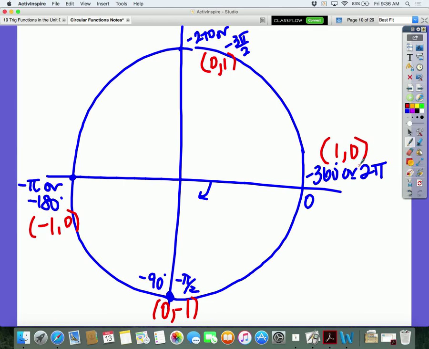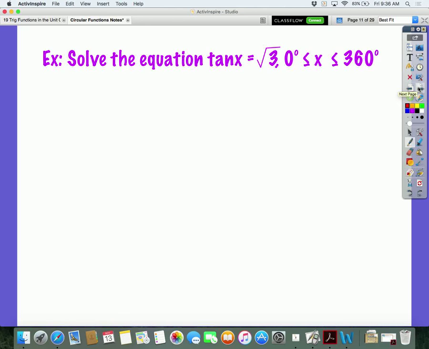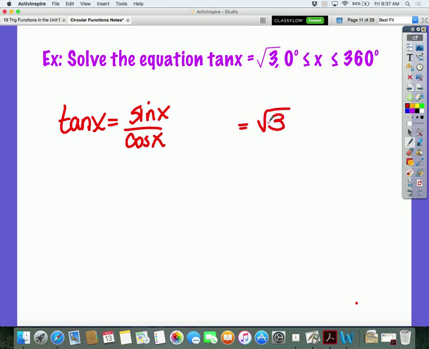Let's look at the next one. Solve the equation where tangent x equals the square root of 3. X is bounded between 0 and 360 degrees. So you ask yourself, are my answers going to be in degrees or radians? They're going to be in degrees, and my domain is from 0 to 360, which is my standard unit circle. So I don't have to worry about going in any negative directions or going bigger than 360. Remember that tangent is sine over cosine.